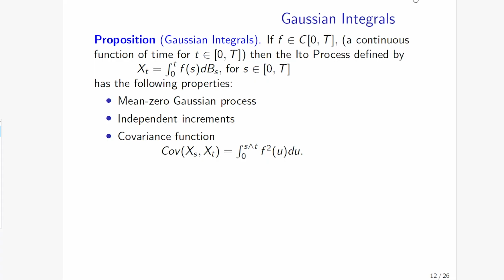If we consider the covariances of the X process given by these Ito integrals from 0 to little t, then this X_t will be a mean zero Gaussian process with independent increments. The covariance between the process at time s and time t will simply be equal to the integral of the squared f over the times where they both are non-zero.